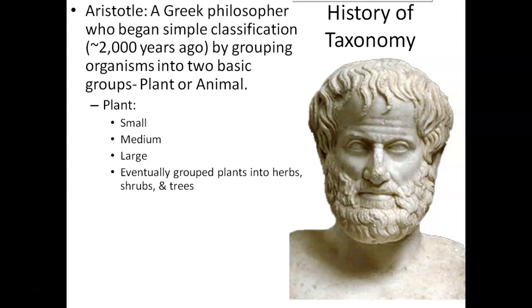Okay. So the plants, he kind of had little subdivisions. So his plants, he would subdivide into small plants, medium-sized plants, and large-sized plants. And eventually he got to be a little more specific and group them into herbs, shrubs, and trees. Now for your animals, he kind of subdivided the animals into air dwellers, water dwellers, and land dwellers. Okay, so dwellers meaning like where they live.